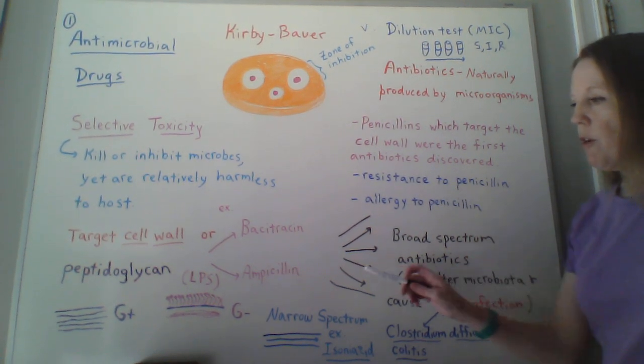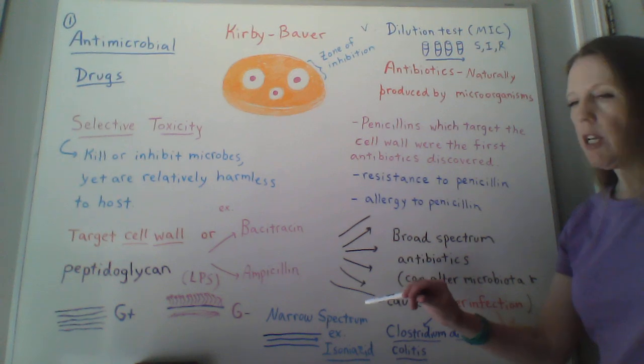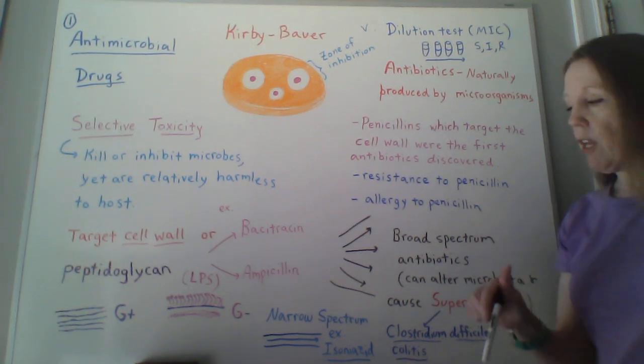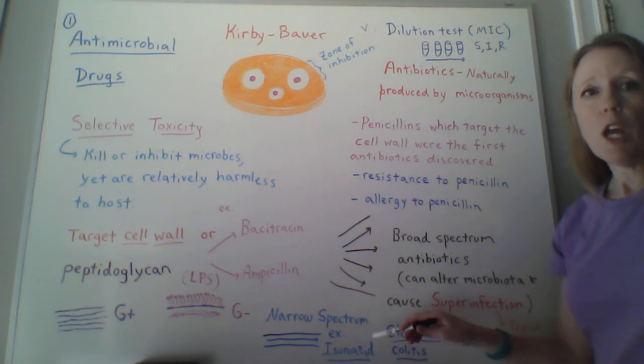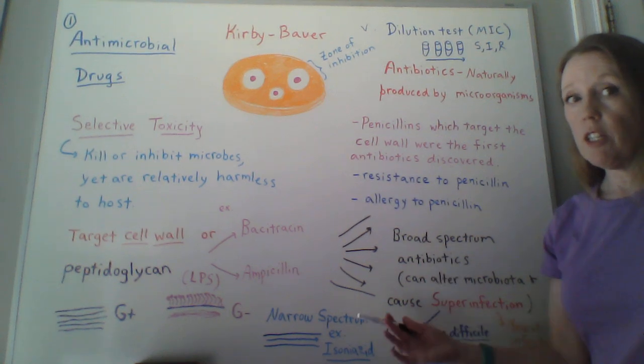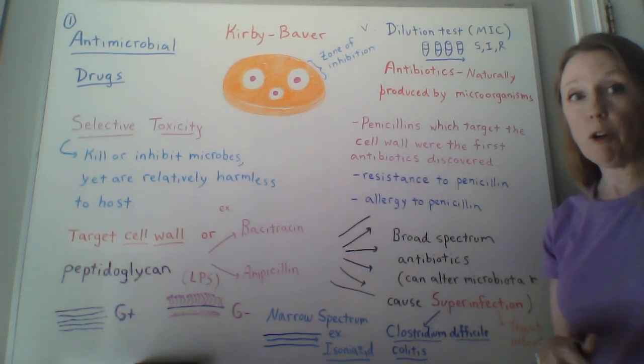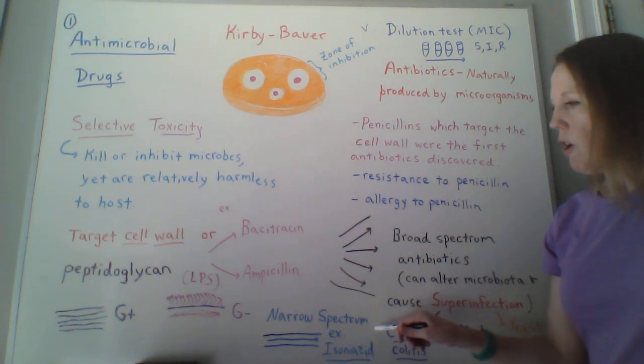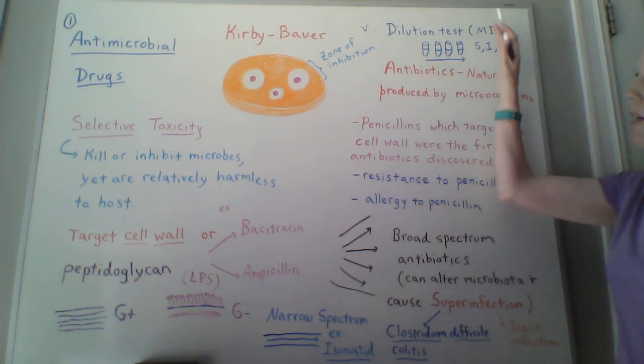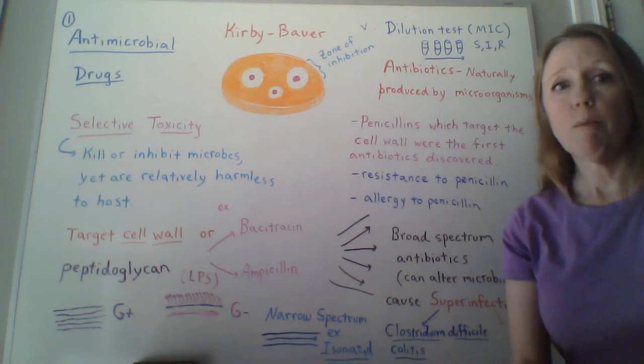Now, narrow spectrum are the opposite. They will only target something very specific. An example is isoniazid, and I'm not sure if I said that right. Isoniazid is the one that will attack TB, tuberculosis. So that's called narrow spectrum. So that is a little bit about antimicrobial drugs.